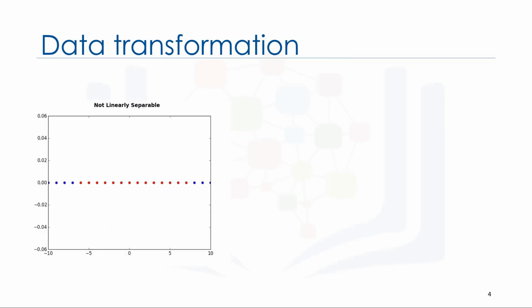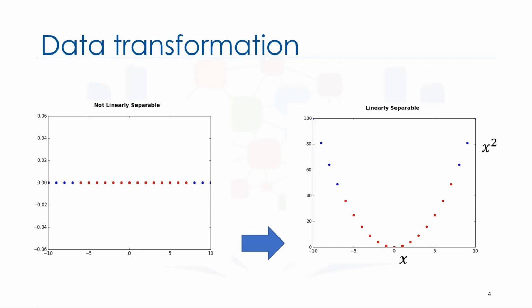For the sake of simplicity, imagine that our data set is one-dimensional data. This means we have only one feature X. As you can see, it is not linearly separable. So, what can we do here? Well, we can transfer it into a two-dimensional space.